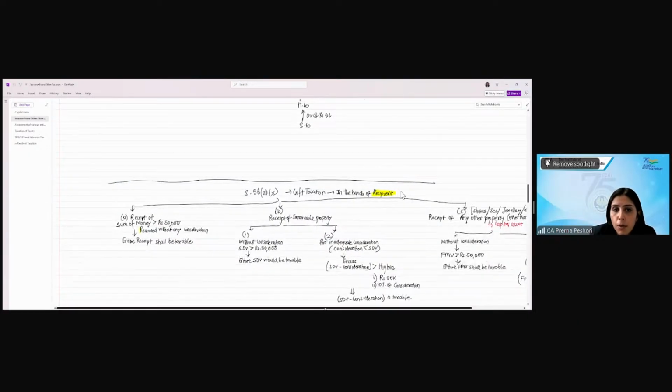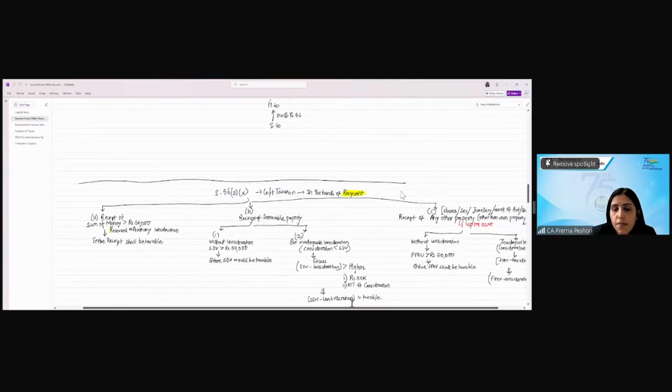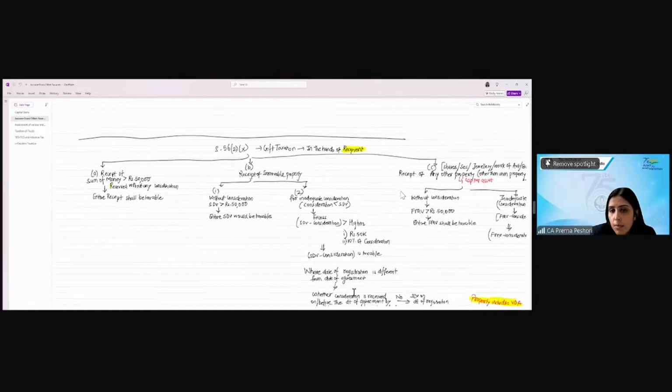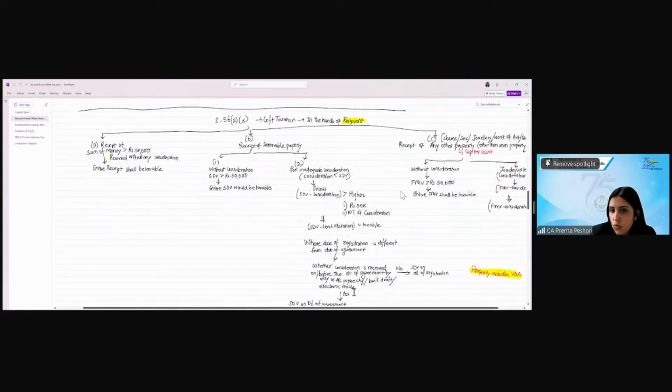Receipt of immovable property without consideration. If the stamp duty value is more than 50,000, the entire SDV would be taxable. If it is received for inadequate consideration, where the consideration is less than SDV, then you need to see whether the SDV minus the consideration is higher of 50,000 and 10% of the consideration. If yes, then it is taxable, the difference between the SDV and consideration.